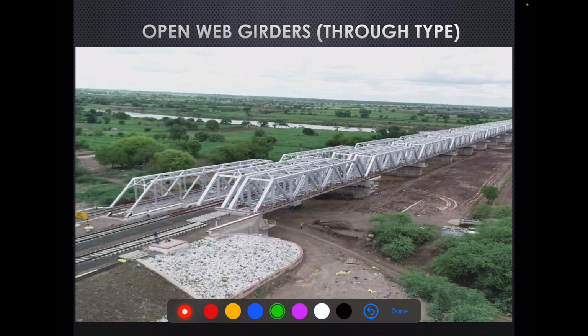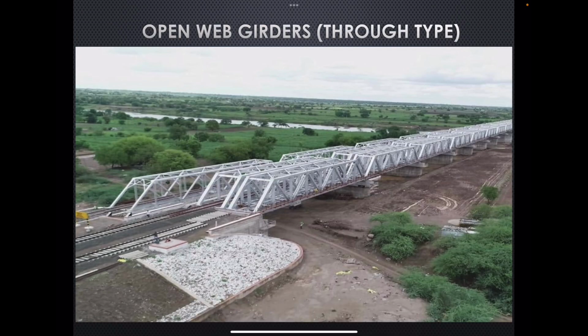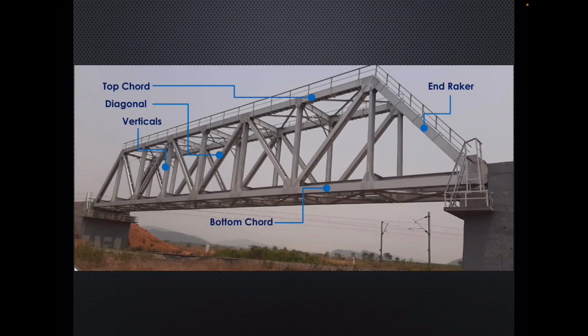So this is what open web girder through type looks like. These are the most commonly adopted railway steel girders on a railway transport system. So let's understand it very carefully because this is going to be used quite often in the railway transportation system.